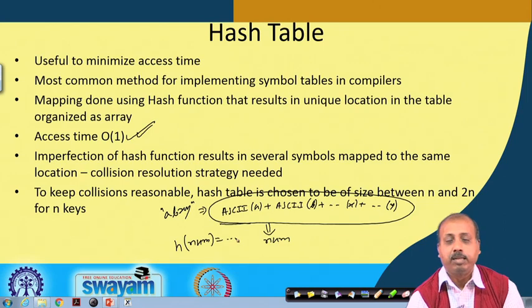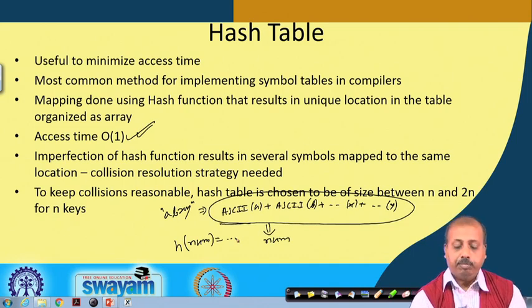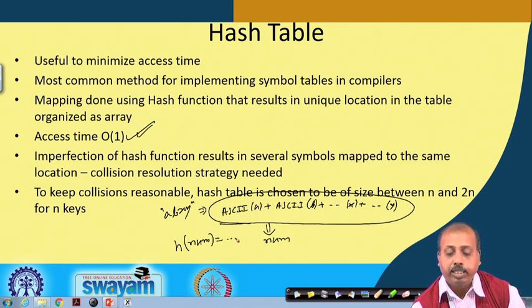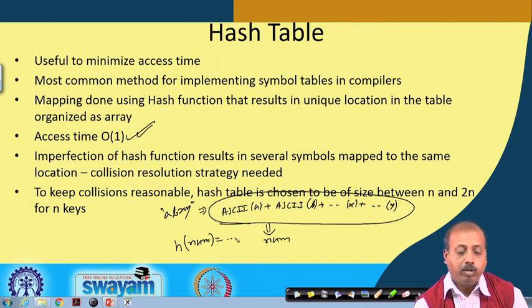This is just one example. It is not mandatory that it has to be done like this, but the hash functions that we will consider will mostly be working with integer arithmetic. So it is one way to convert a string name into an integer value. So the mapping done using a hash function results in a unique location in the table organized as an array, and access time is order 1.